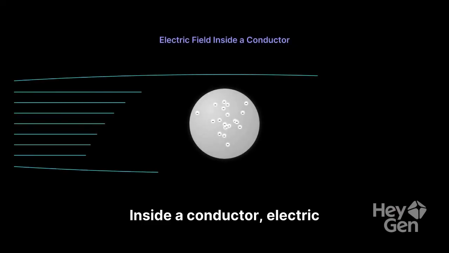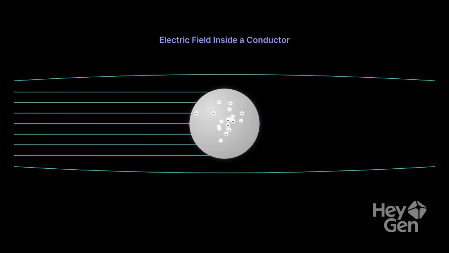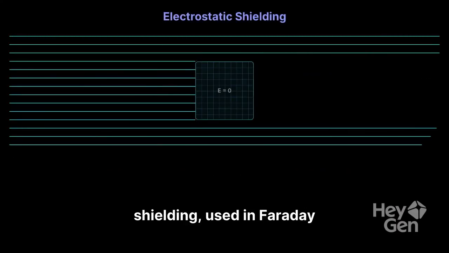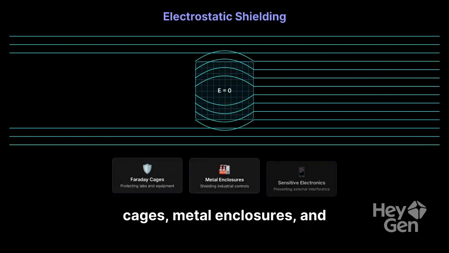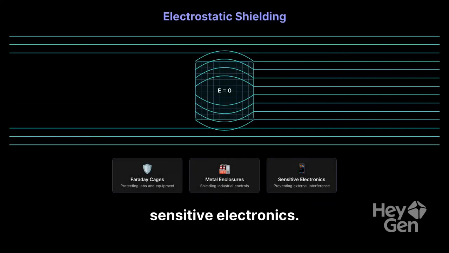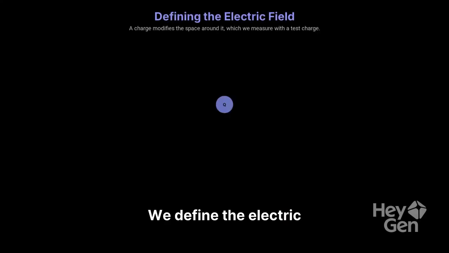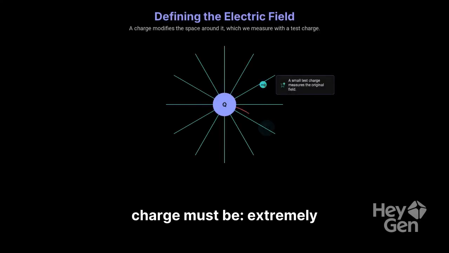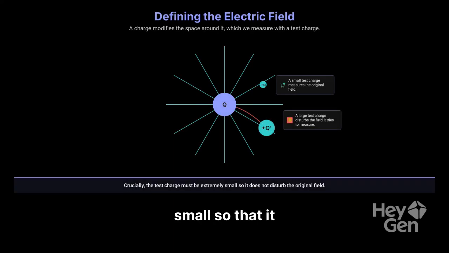Inside a conductor, electric field is zero. This is because charges rearrange themselves until internal fields cancel out completely. This leads to electrostatic shielding, used in Faraday cages, metal enclosures, and sensitive electronics. We define the electric field using a test charge, but the test charge must be extremely small so that it does not disturb the original field.